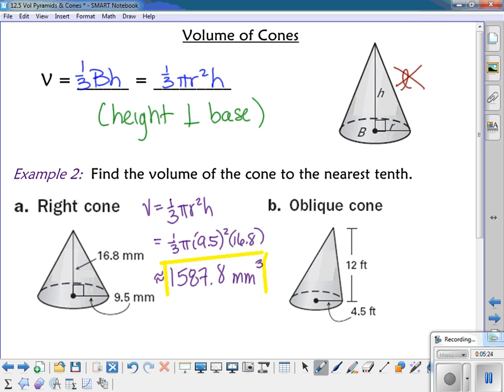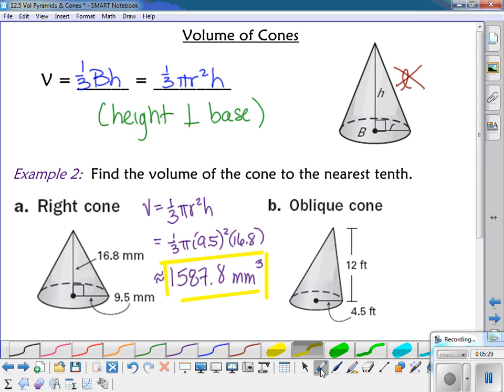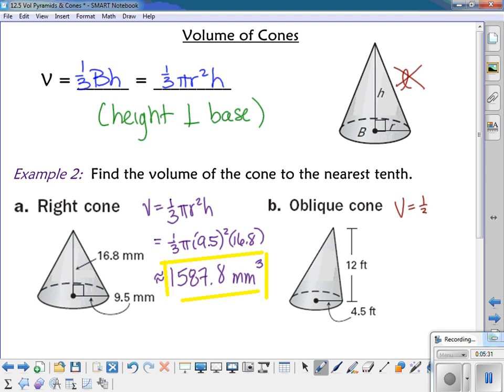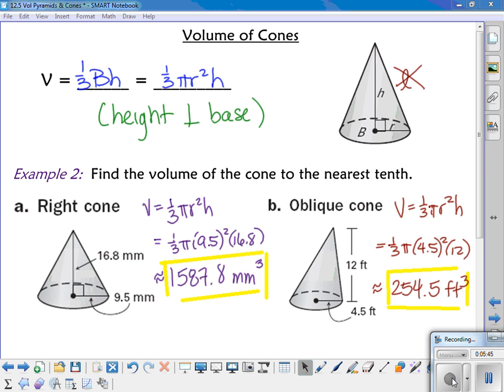Okay. All right. The oblique cone, you're going to do the same thing. You're going to use the volume equals 1/3 pi r squared h. So why don't you try and figure that one out yourselves. Pause the video now. All right, so when you did that, hopefully you used 4.5 for the radius and squared it, 12 for the height, and then 1/3 pi, multiply it all together. You should have gotten 254.5 cubic feet.